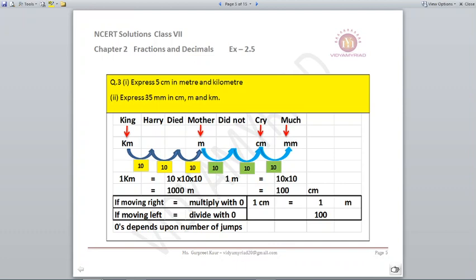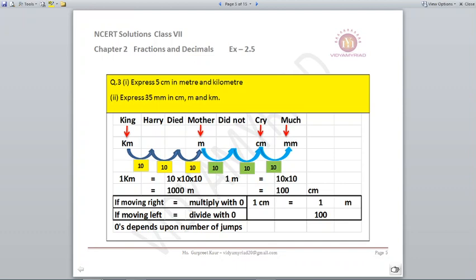Question number 3. Now here we have to do the conversion of centimeters into meters and kilometers, or millimeters into centimeters, meters or kilometers. Now to make your conversion easier, just remember the line, King Harry died, mother did not cry much. So the beginning letters, the initial letters, represent some units. For example, K for kilometer, M for meters, C for centimeters and M for millimeters. So let's concentrate on these only.